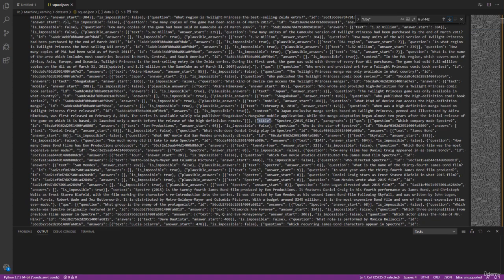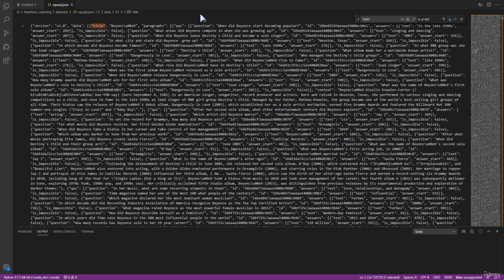So basically, what we have is this JSON file made of this data, where the data is composed of a list where each element of this list contains information based on a given title. So if you look at this first title, that is Beyonce, we'll also notice that we have this paragraph. So for this title, we have this paragraphs.